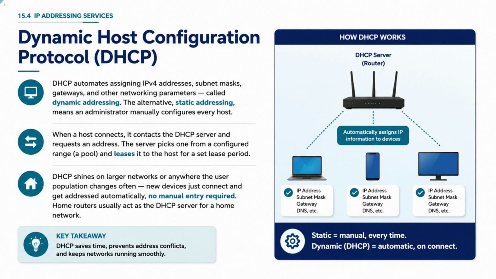DHCP automates assigning IP addresses, subnet masks, gateways, and other parameters, called dynamic addressing, contrasted with static addressing, where an admin manually configures every host. When a host connects, it requests an address, and the server leases one from a configured pool for a set period. DHCP shines on larger or frequently changing networks. Home routers usually serve this role for home networks.